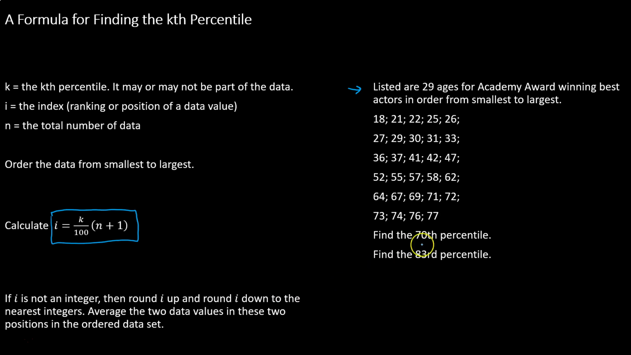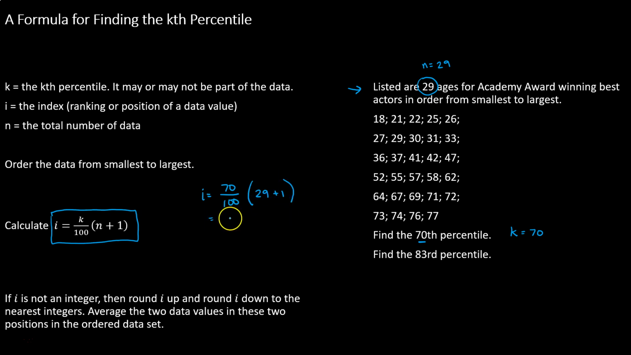We're asked to find the 70th percentile. In other words, we're going to use k as 70 in our formula. And we know that we're looking at 29 ages in this list, which means we have 29 data values. So n is 29. We want to calculate the data value position for the 70th percentile. So we will take our formula, solve for i, plug in 70 for k, and then plug in 29 for n.